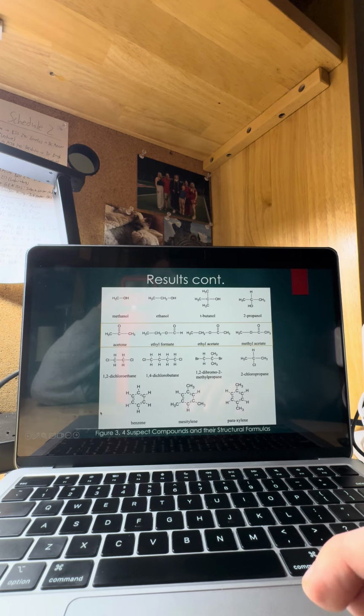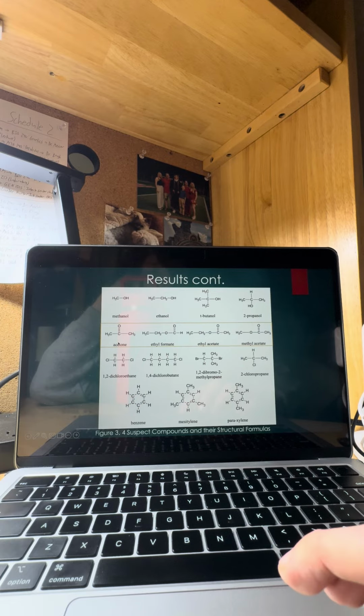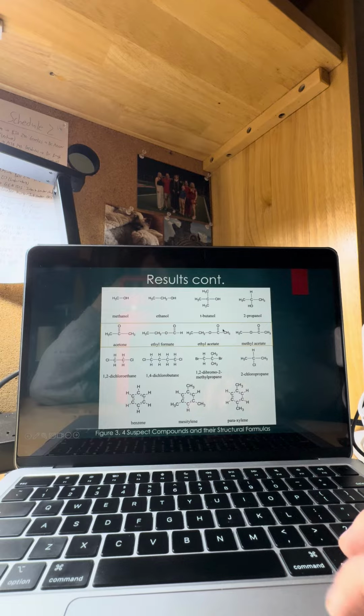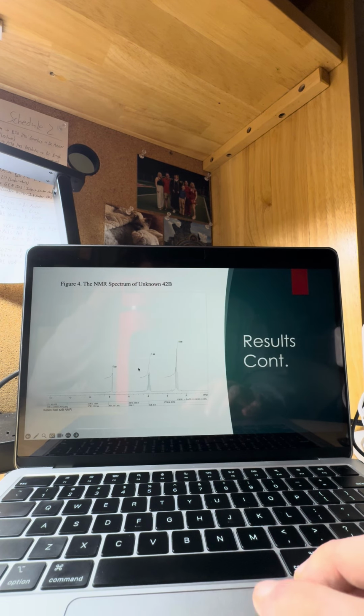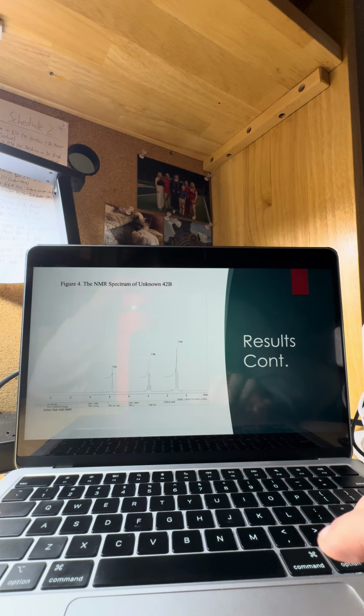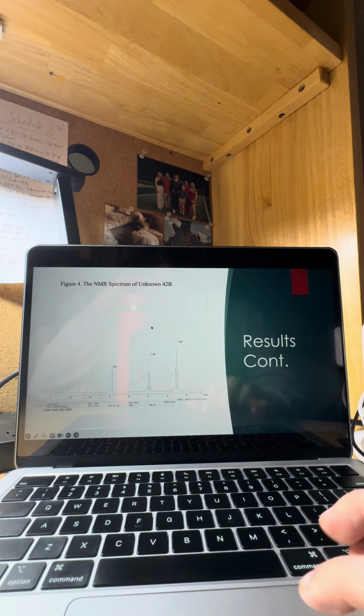And so in figure 3, we can see the 4 suspects because only 4 of these 15 contain a C double bonded to an O. They all contain C singly bonded to an H. And so to narrow this down to the actual suspect, we're going to look at the NMR spectrum in figure 4. And so shown on the NMR spectrum, there are 3 different peaks, which mean that there are 3 different types of hydrogen atoms. These peaks are present in a 3 to 2 to 1 ratio.